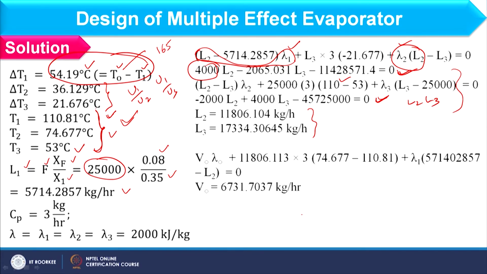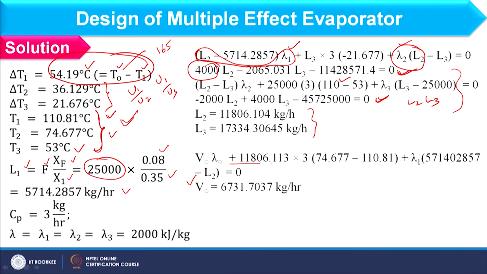So, once you have the L2 and L3 values, you can find out the V naught value considering the enthalpy balance of the first effect, where the term V naught is available alone, right. So, in that case you can find out V naught by solving these equations, because all known parameters are with you. So, the value of V naught you can find as 6731.7037 kg per hour. Okay. Now, what is the next step?